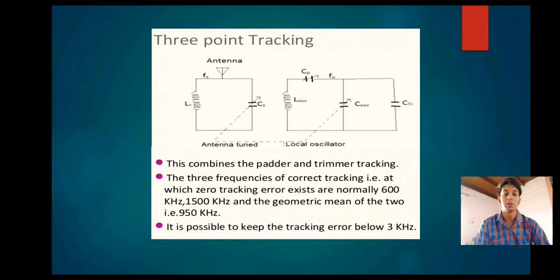3-point tracker is introduced. The three frequency of correct tracking is that at which zero tracking error exists at normally 600 kHz, 1500 kHz, and the geometric mean of the two is 950 kHz. It is possible to keep the tracking error below 3 kHz.